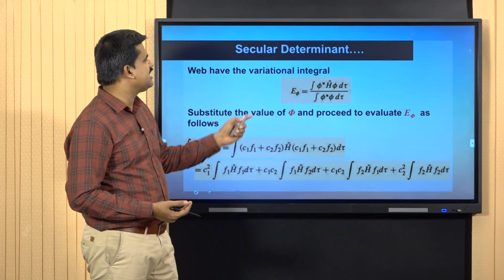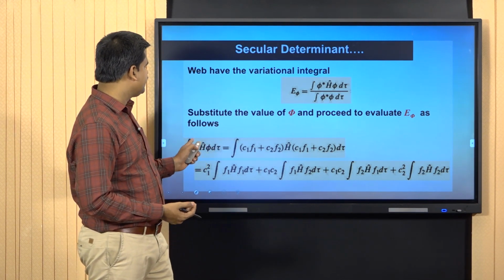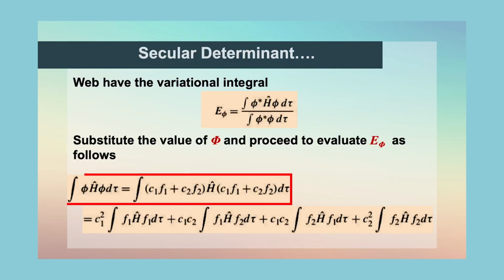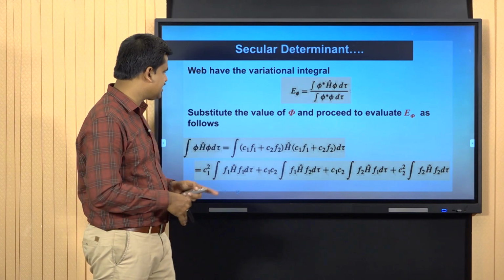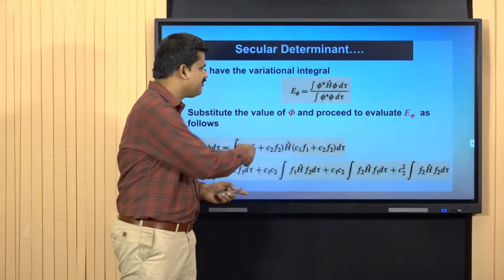Substitute the value of phi and evaluate the integral such that the numerator will be the integral of phi H hat phi d tau. Phi star is equal to phi since we are dealing with the real part; there is no imaginary number i. So phi is equal to phi star, there is no complex conjugate. On substituting the value of phi as C1 f1 plus C2 f2, you will get this integral.